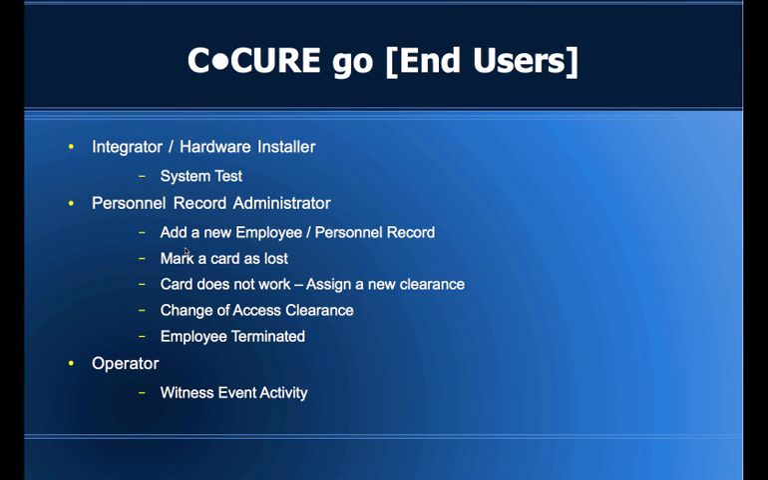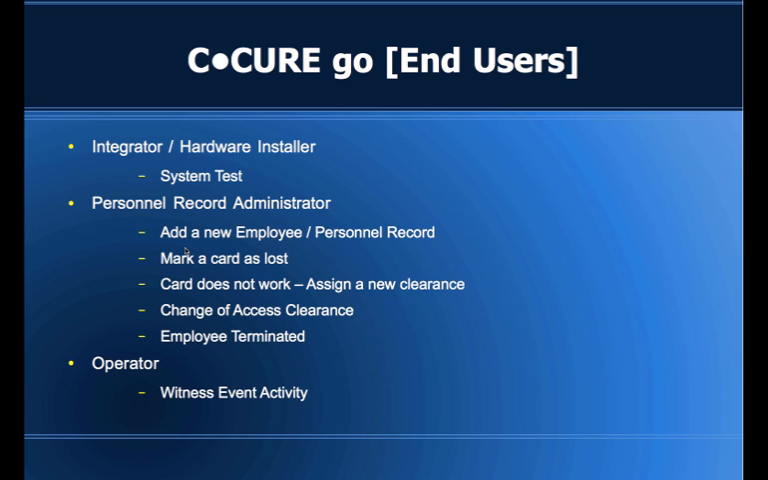When designing Secure Go, we had three specific users in mind and the tasks they perform. They are the integrator, the hardware installer, personnel record administrator, and the operator. Integrators and installers are responsible to assure that the hardware they've installed is working properly. Today it requires two individuals to perform this task. One sitting in front of the monitoring station and another out in the facility where the hardware, for example a door, is located, both communicating over walkie-talkies.